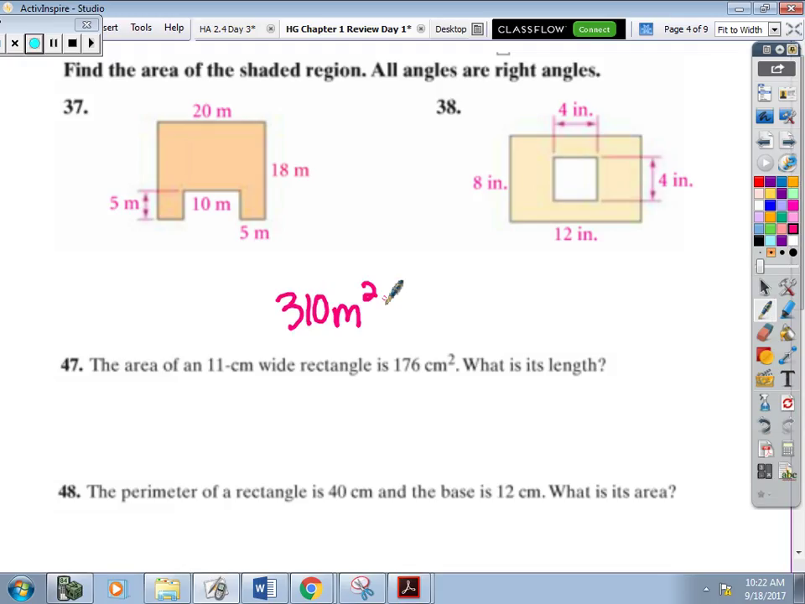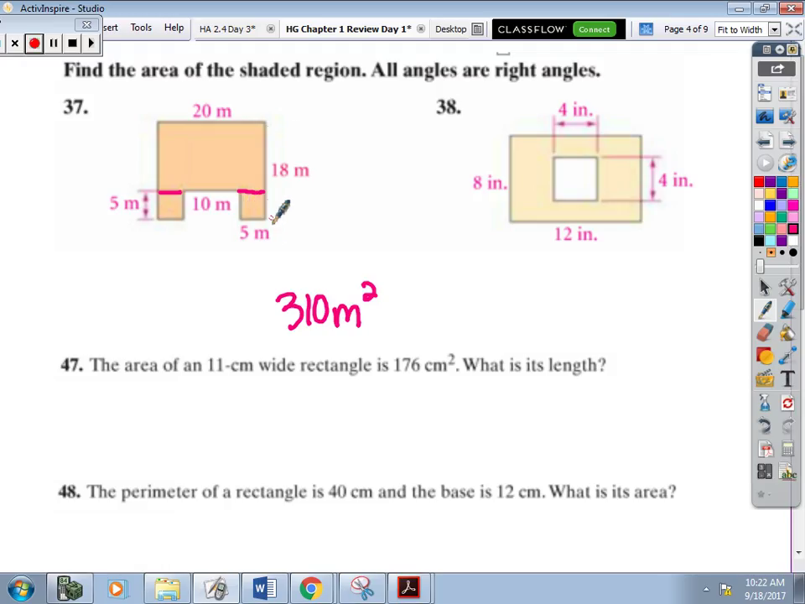So for this one, the way I did it was I cut it up into a rectangle and 2 squares. But some people, again, also will add like a bar here and do a big rectangle and then subtract a rectangle. Or some people will divide it up like this. Lots of different ways, but you want to cut an irregular shape up into shapes that you know.